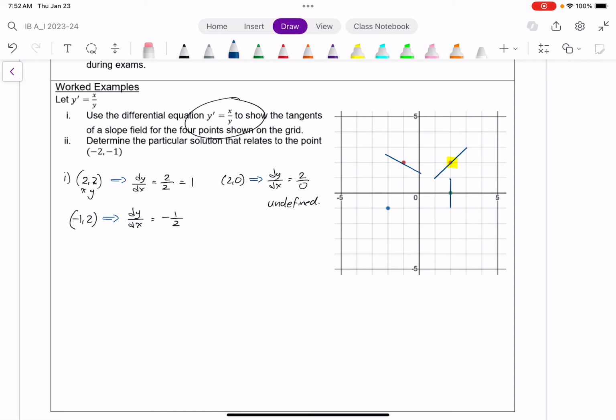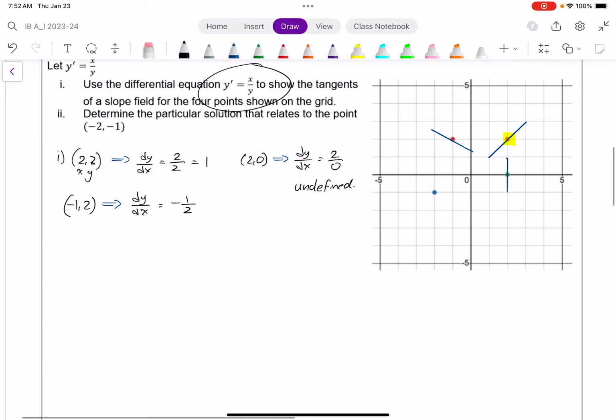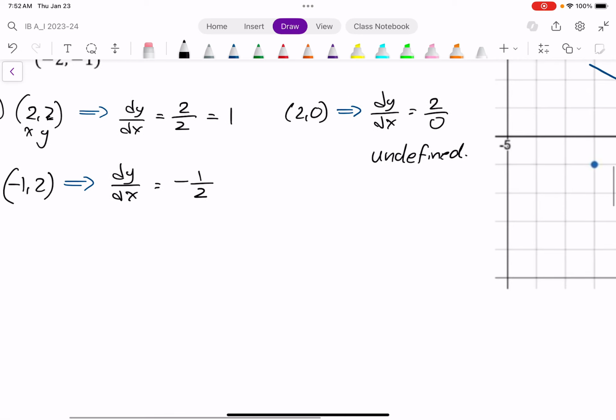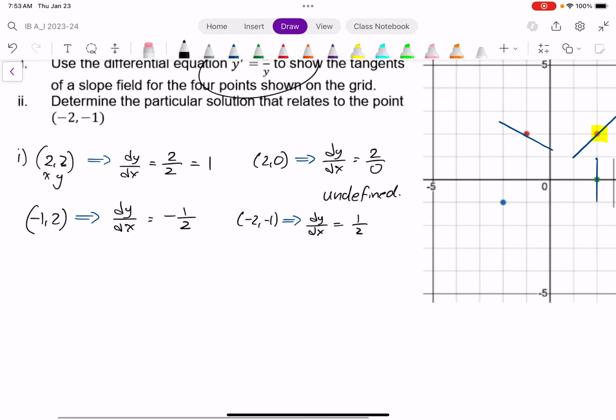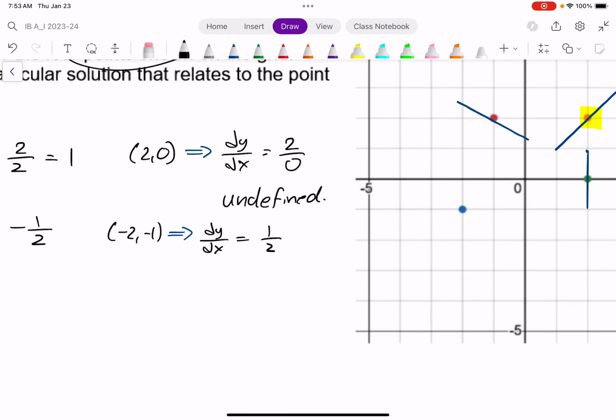And now the point in blue, that's at (-2, -1). And so same idea. This time my differential equation equals +1/2 at this point, because a negative divided by a negative, as we know, is a positive. So imagine the process I just went through. Make it blue.